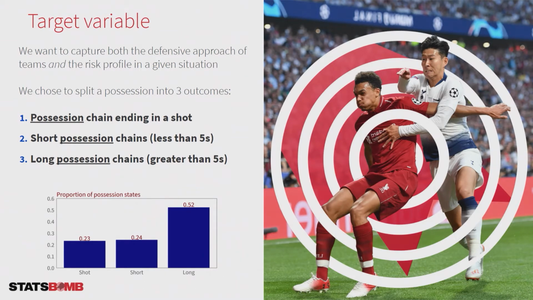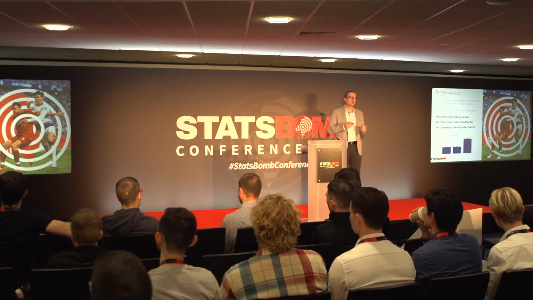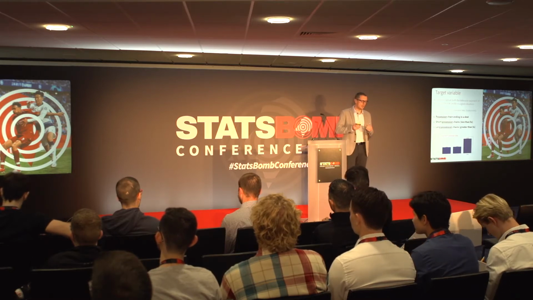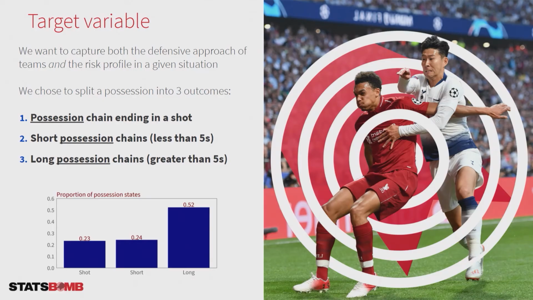And really, I want to look at the defensive approach of a team and also quantify the risk profile in a given situation. So we chose to split a possession into 3 different outcomes. Those that end in a shot, and then possessions that don't end in a shot, we split those into a further 2. Short possession chains, those less than 5 seconds, and longer possession chains, those greater than 5 seconds. In terms of the proportion of our data, about half are classified as long, and the remaining half is split fairly evenly between the other 2.